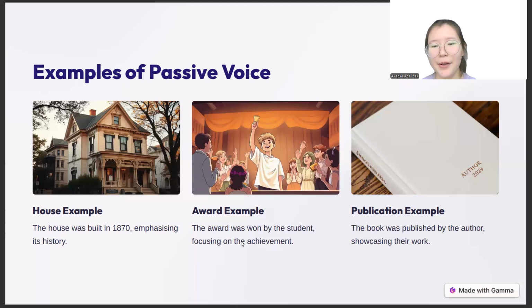Let's read the next example so that you can understand it fully. The book was published by the author, okay, by the author. And here we showcase their work. The book was published. We can say that the author published the book. That is in the active voice, but we convert it to the passive voice. Yeah, the book was published by the author. We can also omit this part, "by the author," so we can say also: the book was published. That's it.